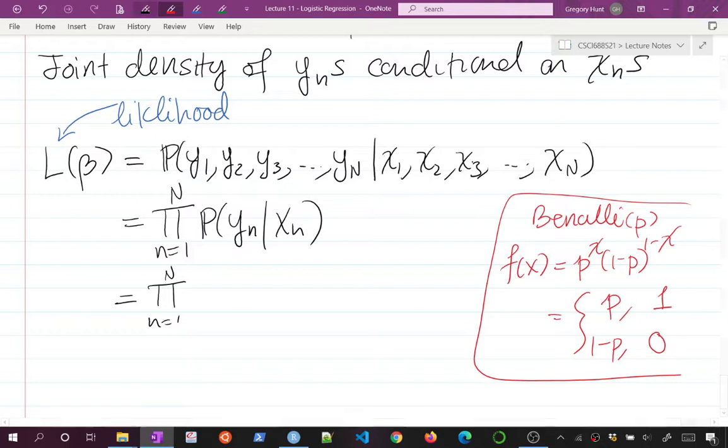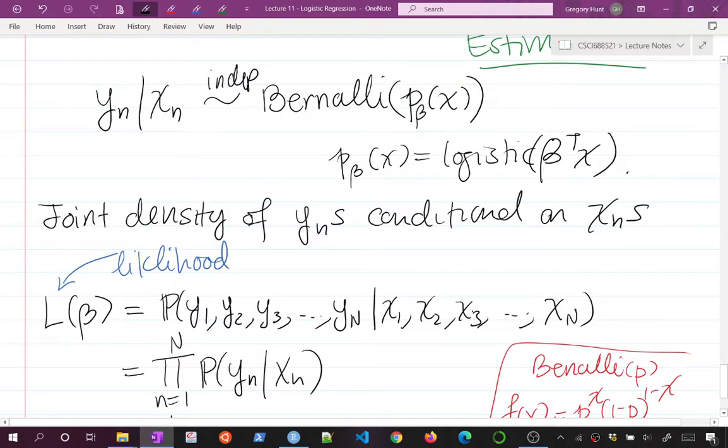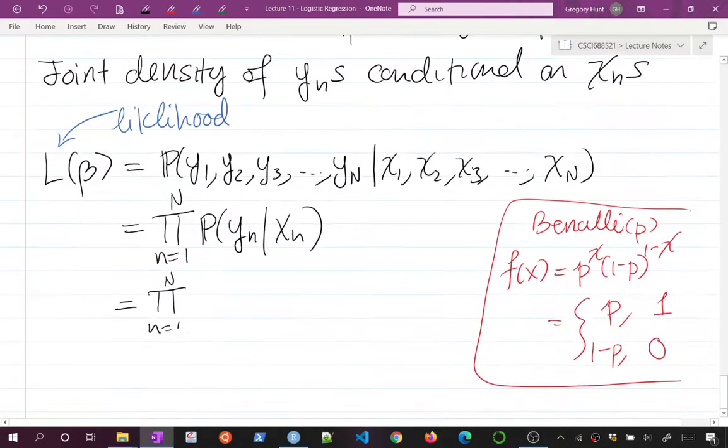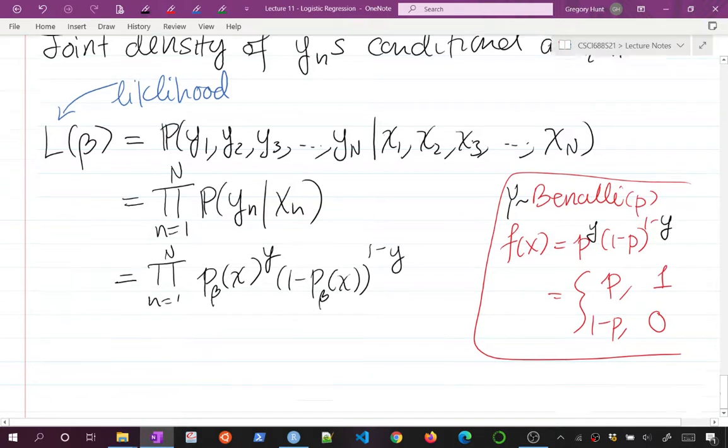In any case, our p here for this model is not p but p of x, and it depends on beta. So let's replace our p's with p that depends on beta and x. Actually, maybe I should write this in terms of y. Really, we have y is distributed Bernoulli, so that would be a PDF. And then 1 minus p, which depends on beta of x, to the 1 minus y.